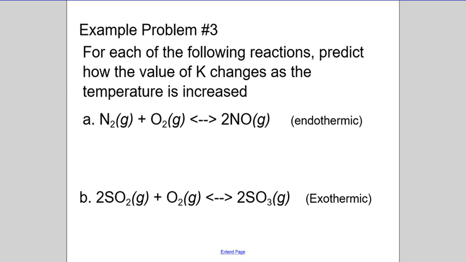Okay, and then example problem number 3. So this is heat. All right, so here this is endothermic. So that means that if it's endothermic, we get to treat heat as a reactant. So heat is over here as a reactant. And so if temperature is increased, that's the same thing as increasing a reactant. So if we increase our reactant, we shift to the opposite side. So if we increase the reactant here, we go to this side. Well, this guy's exothermic, so that means that heat is actually a product in this case.